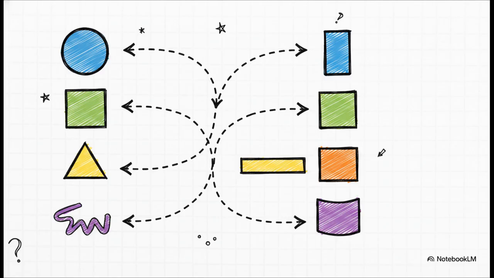Our modal class was 30 to 35, right? So our lower limit, L1, is 30. Our star frequency, F1, is 34. The neighbor right before it, F0, is 16, and the neighbor right after it, F2, is 10. And since the gap between 30 and 35 is exactly 5, our class interval C is 5. Honestly, it's really that straightforward.